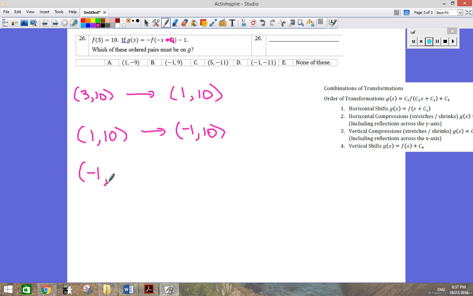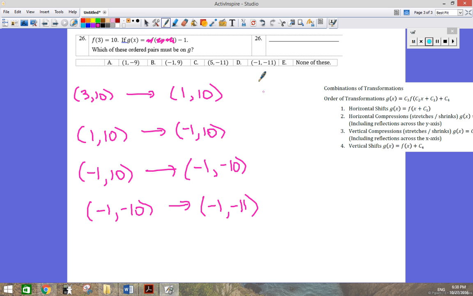So now negative 1 is going to be in my final answer, and I begin to do the transformations on the y-coordinate, on 10. First, I'll change the sign. That's a reflection across the x-axis. What was up is now down. And now the minus 1, you shift it down 1 unit, and it's negative 1, negative 11, and hey, that's choice D.